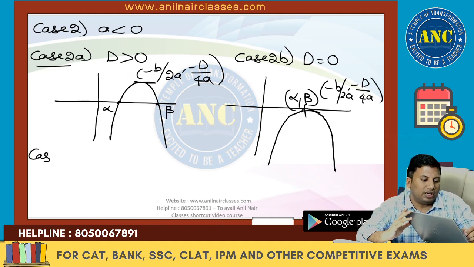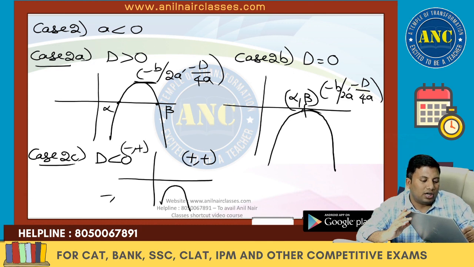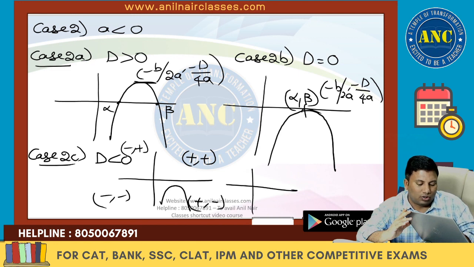Case 2c, d is less than 0. The graph will be down. Positive, positive, negative, positive, negative, negative, positive, negative. The graph can also be like this.